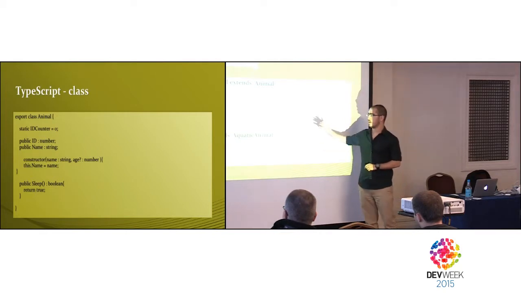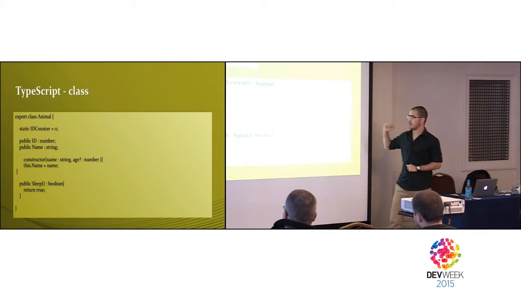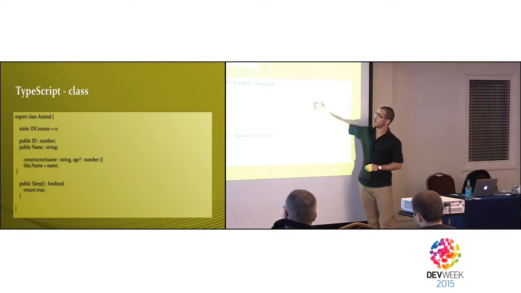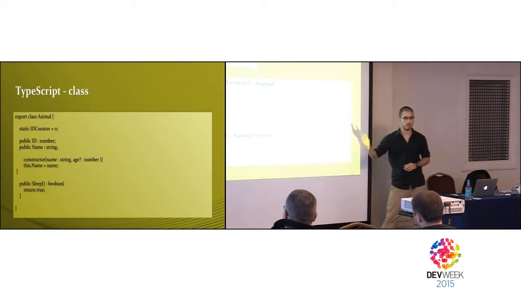So if I would create a duck instance and call fly, I would get I'm flying, and if I would create a flying animal, I would get this alert.